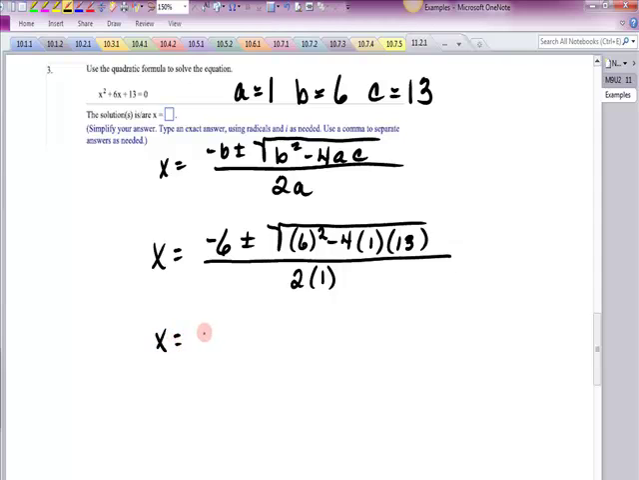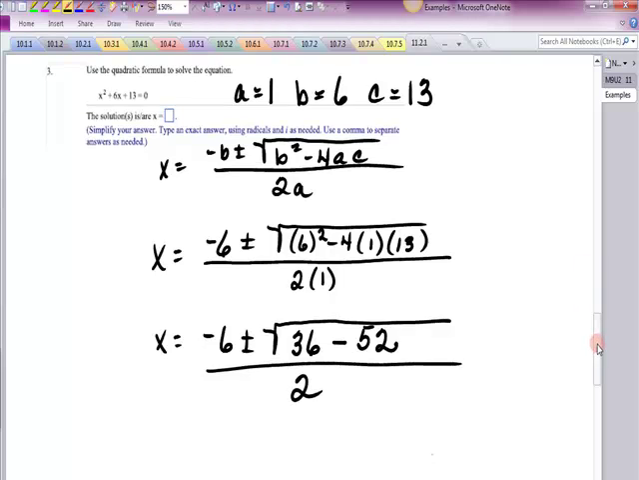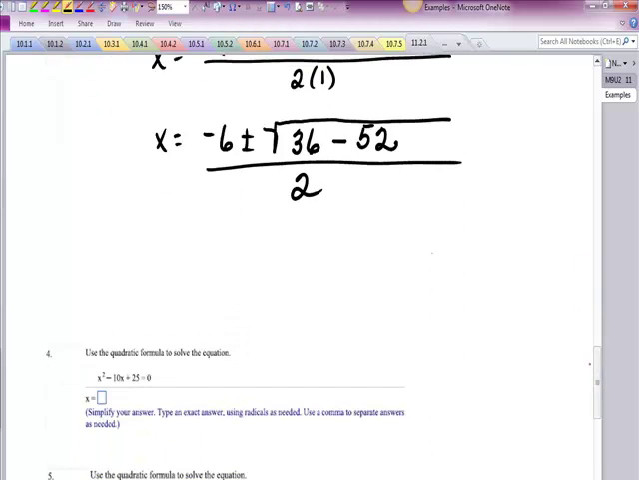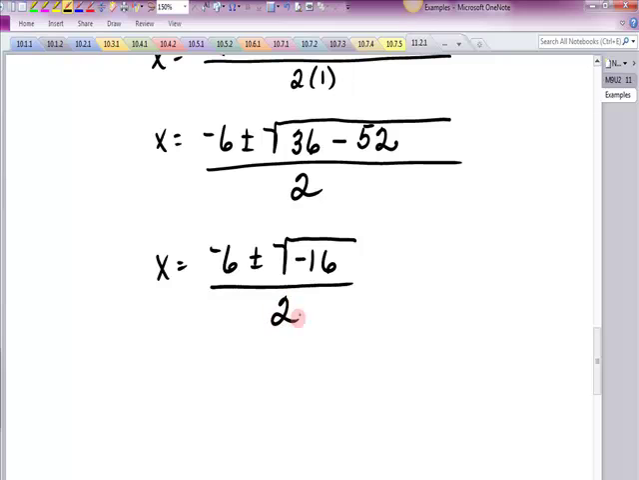So x is equal to negative 6 plus or minus the square root of 6 squared is 36 minus 4 times 1 times 13, it's minus 52 all over 2. That gives me x is equal to negative 6 plus or minus the square root of negative 16 over 2.